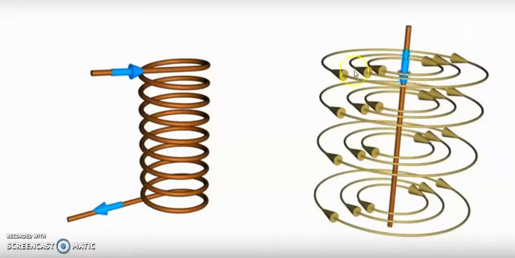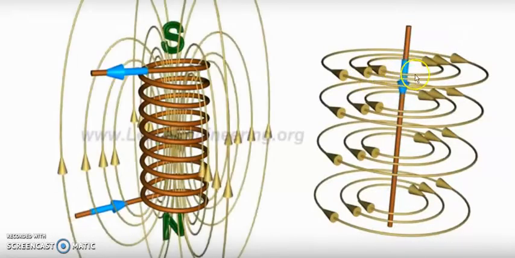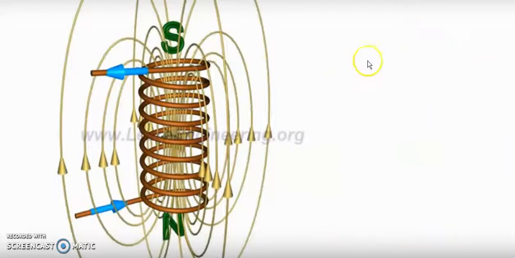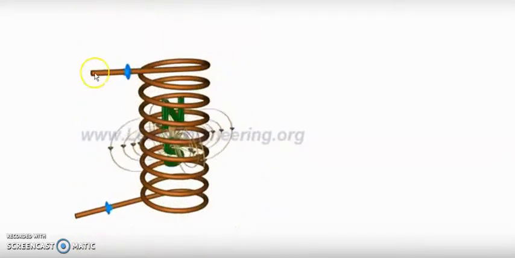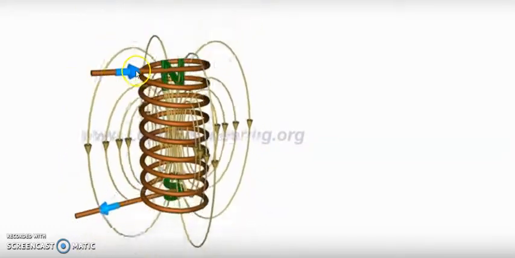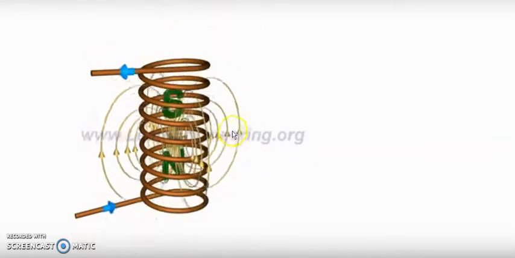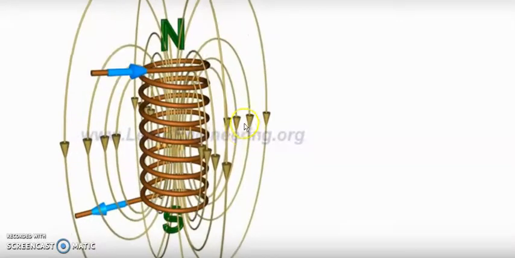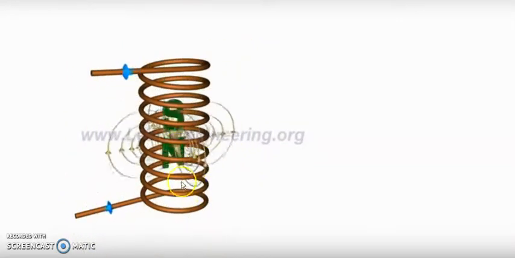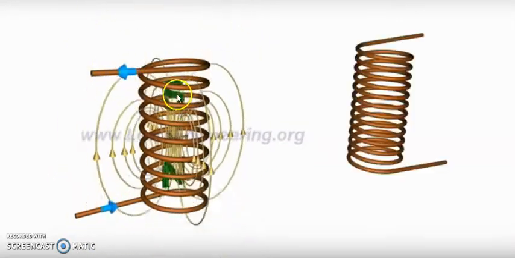Due to this, what happens? There is a flux surrounding the coil. So this is how the flux surrounds the coil. Just as the current direction changes, the flux also changes direction. You can see the arrow mark is going to change. Sometimes it will be in the upward direction, sometimes downward. North, south, north, south.